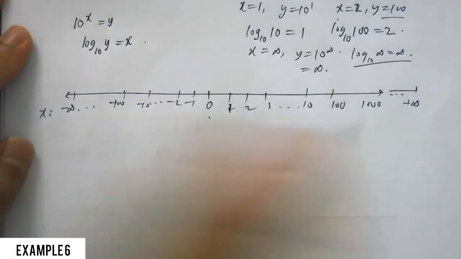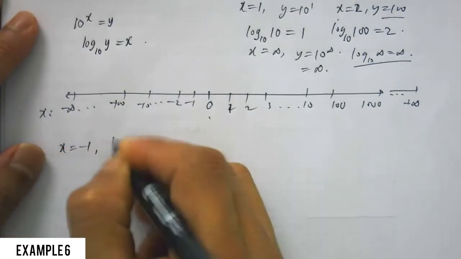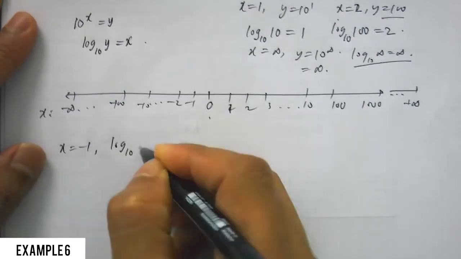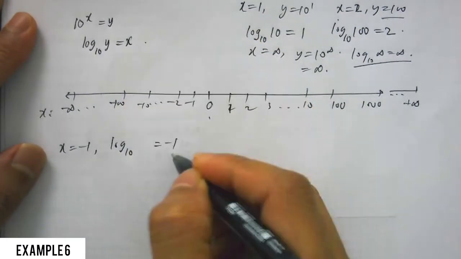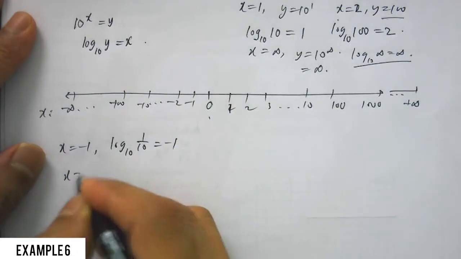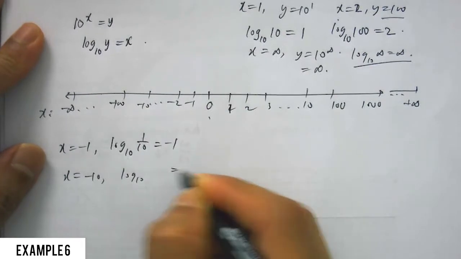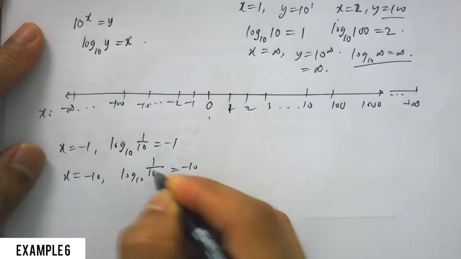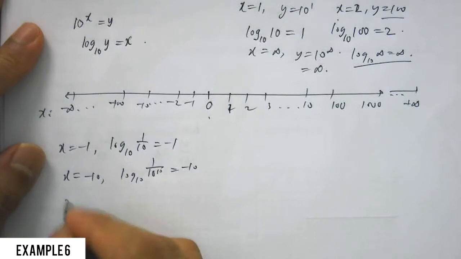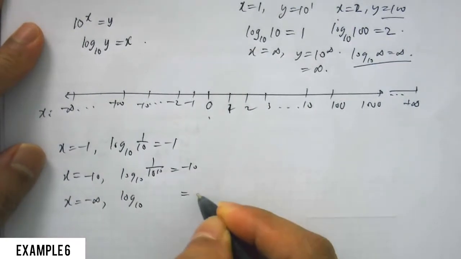But let's talk about negative now. Imagine if my x is now negative 1. So we say log base 10 of y equals negative 1, right? This is x. 10 power negative 1 is 1 over 10, 0.1. If your x is negative 10, this would be 1 over 10 power 10, which is still a value. But what if x is negative infinity? So log base 10 of y is negative infinity.